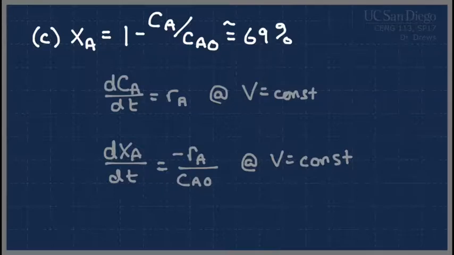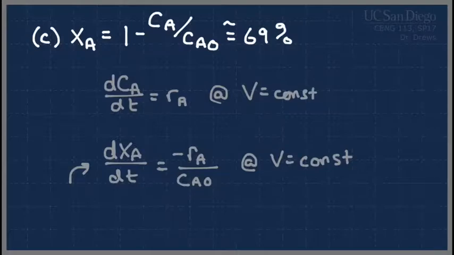If, for example, all I had asked you for was the conversion after a certain amount of time, you could use either one of these expressions and you should end up with the same answer. The only reason that the XA can occasionally be more useful is sometimes if the math works out in just the right way, you don't need to know what the initial concentration CA naught is, and that makes the math here a little bit easier.